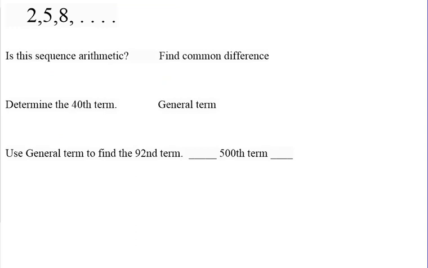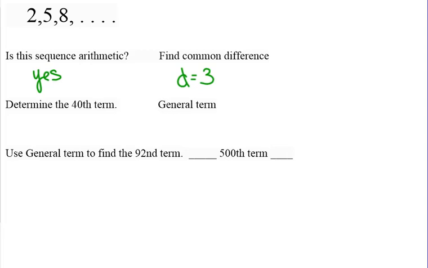Next sequence: 2, 5, 8. So first thing, do you want to check, is this an arithmetic sequence? We need to find a common difference. Well, looking at the numbers, to go from 2 to 5, that goes up by 3. To go from 5 to 8, that also goes up by 3. So yes, it's an arithmetic sequence. My common difference is 3. Determine the 40th term, our general term, and use the general term to find the 92nd term.